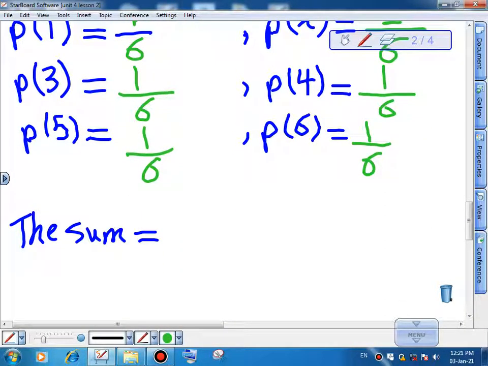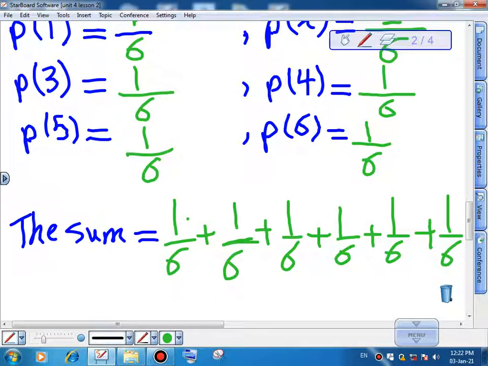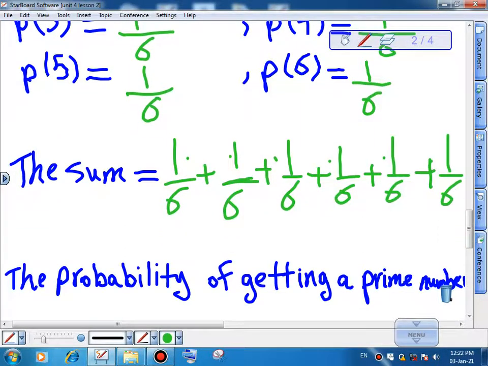If I need to get the summation of all possible outcomes, I will get 1/6 plus 1/6 plus 1/6 plus 1/6 plus 1/6 plus 1/6, an addition six times. The numerators give 1 plus 1 plus 1 plus 1 plus 1 plus 1 equal to 6, over the same denominator, 6, so it will be 6 over 6, which equals 1. So the rule says that the summation of the probabilities of all possible outcomes equals 1.